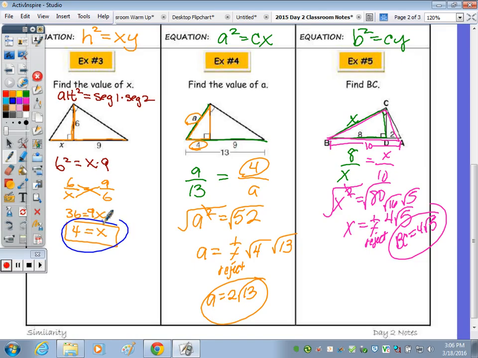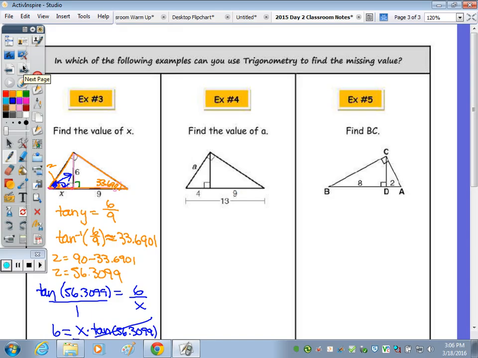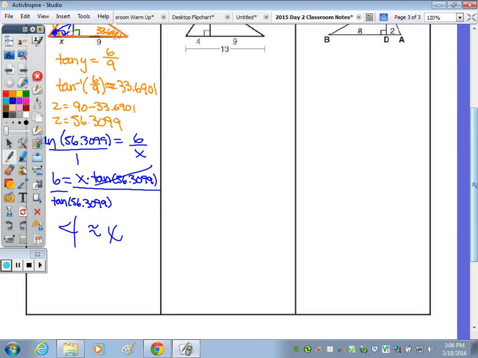Okay, now with trig, you're always going to get an approximation. That's why when it says round to the nearest tenth, that sometimes is a hint that you're probably going to use trig, or the Pythagorean theorem, okay, that it's not a triple. Ultimately, the proportion's shorter, but there are ways to get around doing that question if you struggle in setting up the proportion.